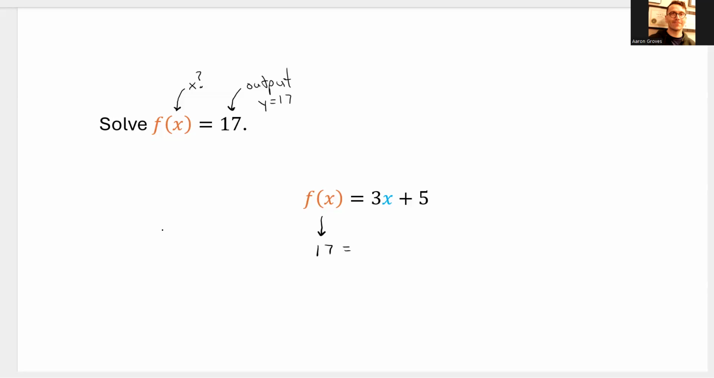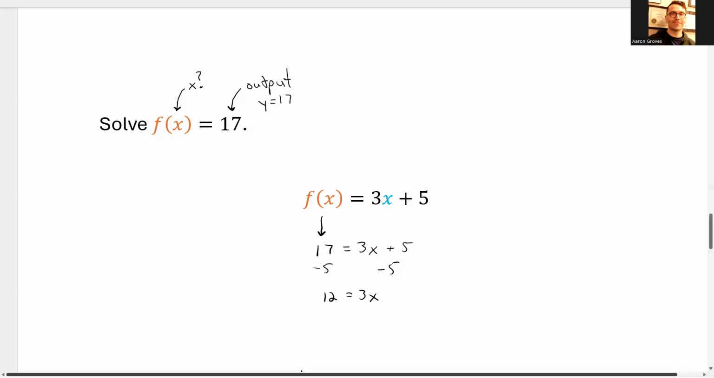And we're going to set it equal to the function 3x, I don't know what x is, plus 5. So now this is just down to us solving for x. So if I wanted to solve for x, I would subtract 5 from both sides and get that 12 is equal to 3x. And of course, this is what 3 times x is equal to.